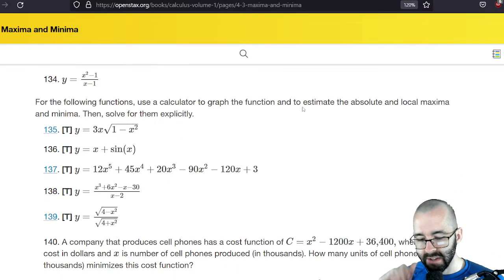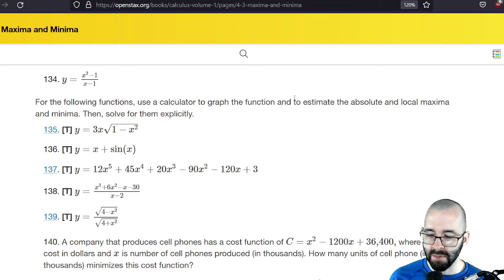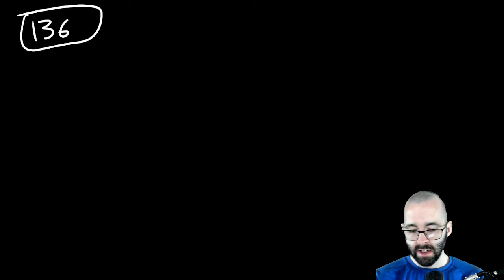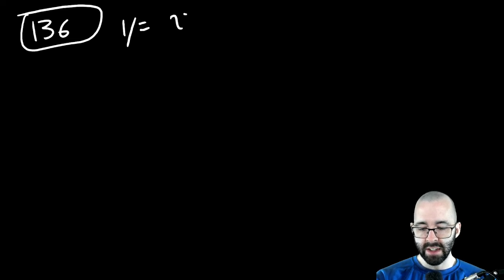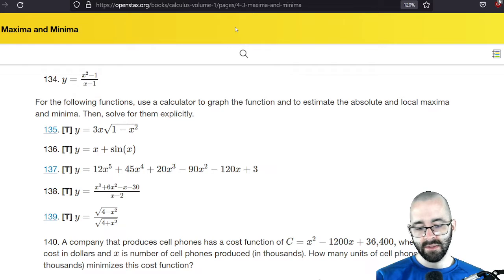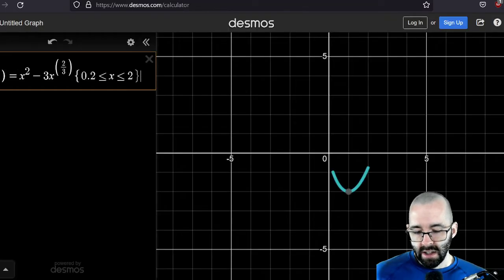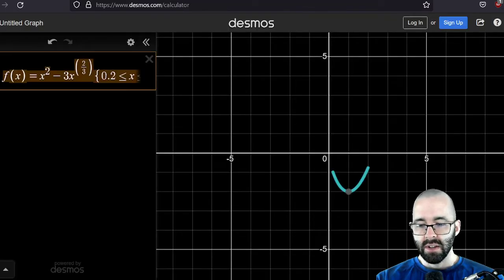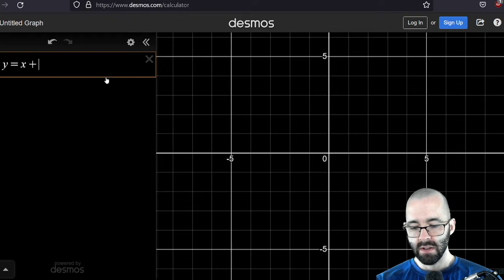We'll also look at 136. Use a calculator or Desmos to graph the function and estimate the absolute and local extrema. Then solve for them explicitly. This is going to be y equals x plus the sine of x. Let's find this graphically, absolute and local extrema.